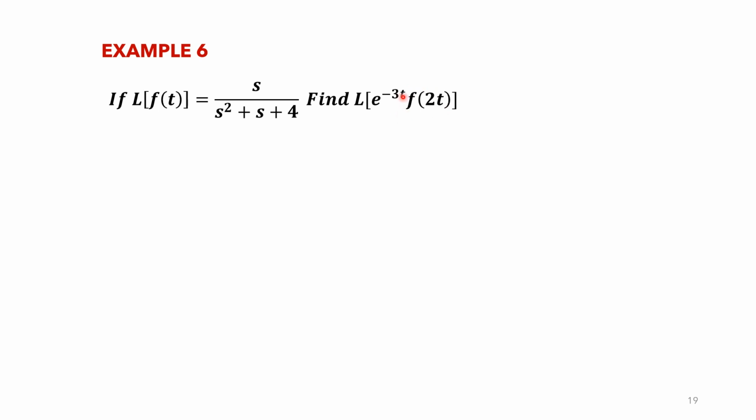So I told you, whenever a function is multiplied by e raised to, we have to calculate the Laplace transform of the function first. Whatever answer we get, we have to replace s by s plus 3 in this case. So first we have to calculate L of f of 2t. L of f of t is known. We can calculate L of f of 2t by the change of scale property.